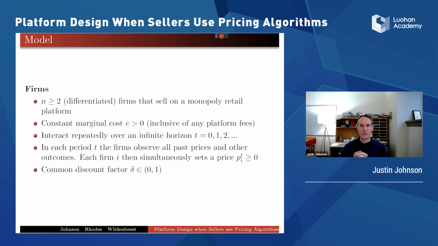And this is going to be inclusive of any platform fees. I'm not going to talk a lot about the platform fees. If you're very interested, you can look at the paper. We talk a lot more about that in the paper. Anyway, these sellers interact repeatedly over time. And in each period, each firm can observe everything that's happened in the past. And they all set a price in every period, and they share a common discount factor delta. Okay, so in some sense, it's a very simple repeated game.